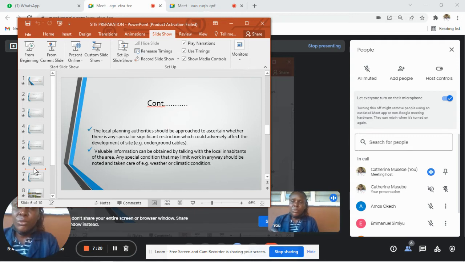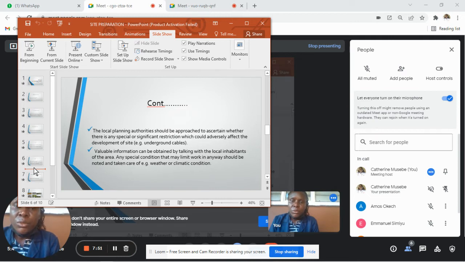So you have to visit the local planning authorities like the electricity authority and the water authorities, so that you can know if there are underground cables or underground pipes. They can show you where they are situated, because when doing excavation, you cannot tamper with the cables or the pipes.